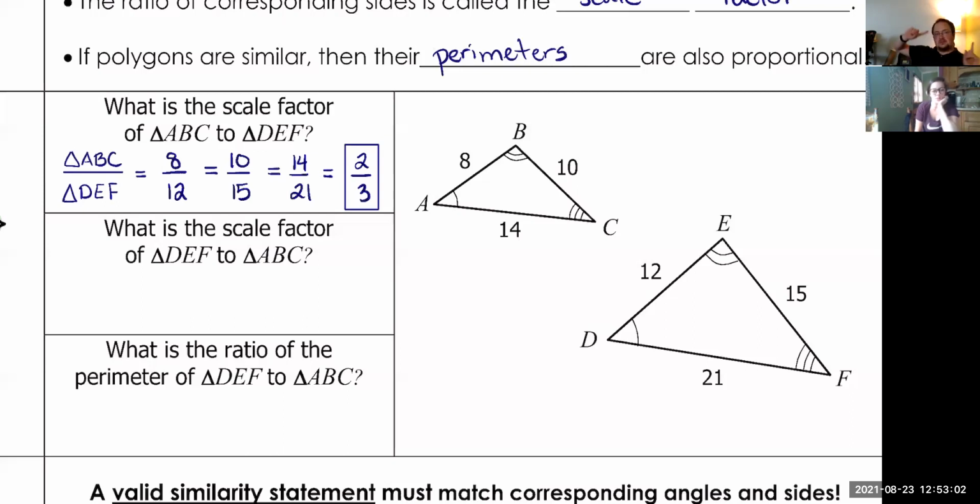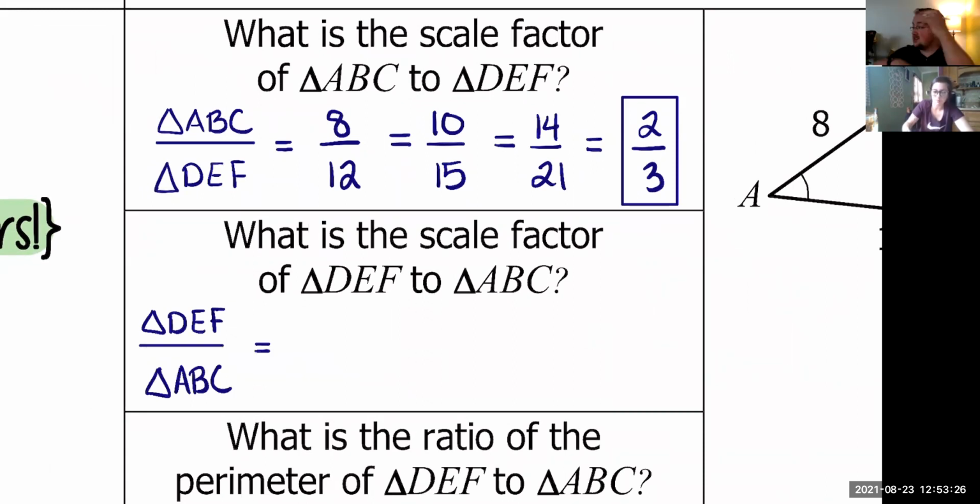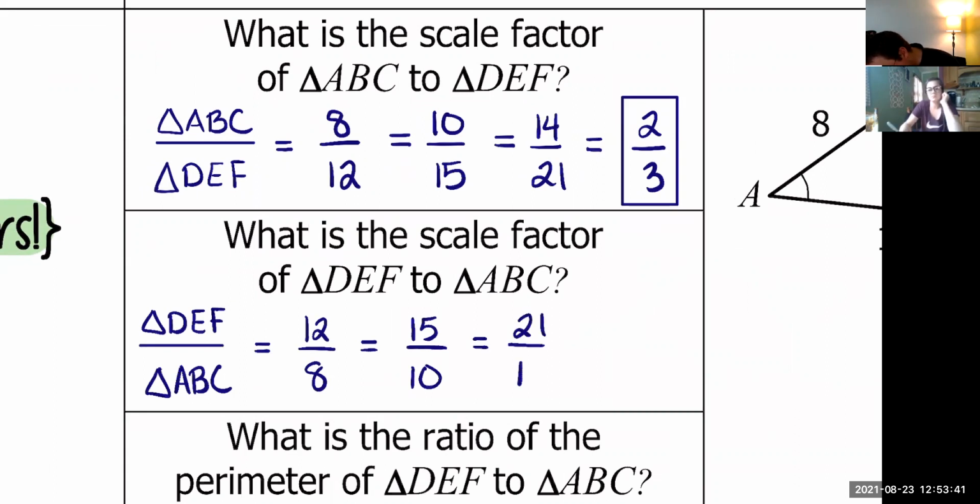Now, if you were to flip that around the other way, to consider the scale factor in reverse, all that changes is the order in which you write your ratio. So you'd put DEF on top and ABC on the bottom. And all it does for each of your corresponding sides is flip all of them as well. So instead of 8/12, you're comparing 12/8. 10/15 becomes 15/10. 14/21 becomes 21/14.